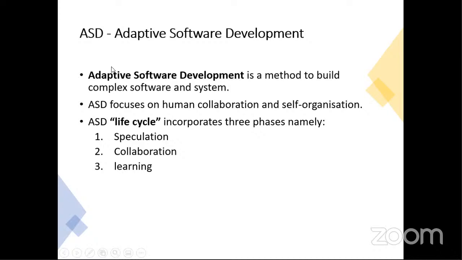The next model is ASD, that is the Adaptive Software Development model. Adaptive Software Development is a method to build complex software and systems. ASD focuses on human collaboration and self-organization. It has three main phases, namely speculation, collaboration, and learning. So we are going to see what happens in each and every phase.